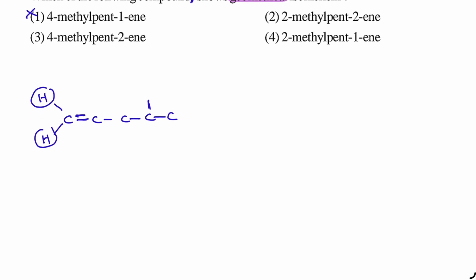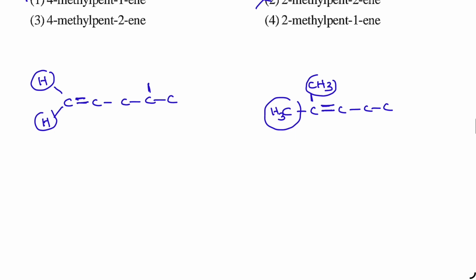Second one, 2-methyl pentene. These two groups are the same, therefore this is not a geometrical center. Second one does not show geometrical isomerism.